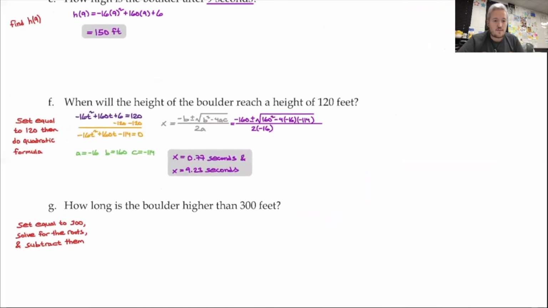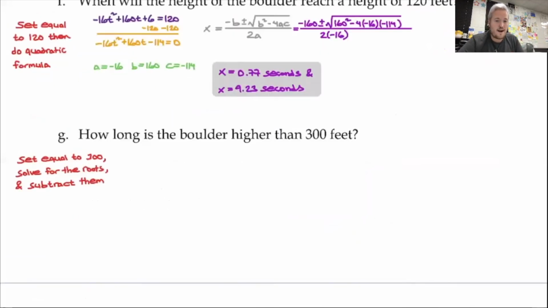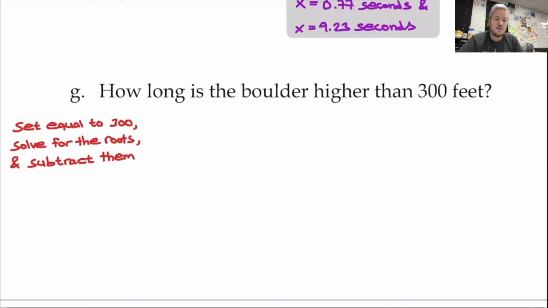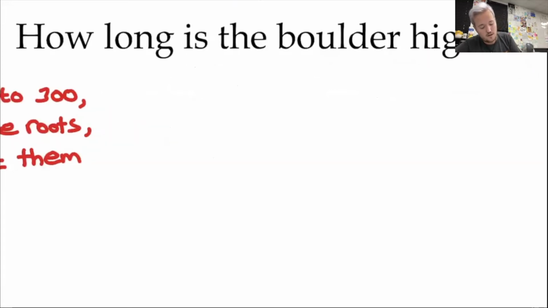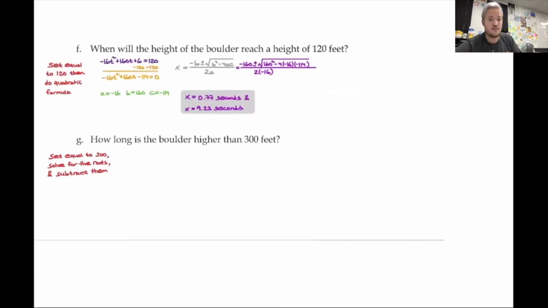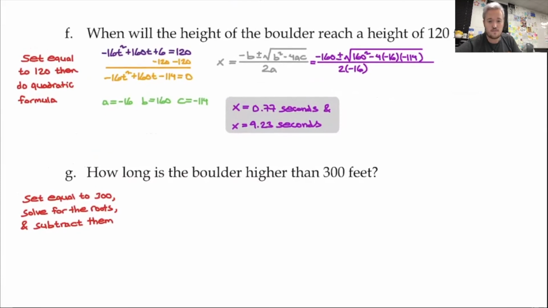All right, and last but not least, how long is the boulder higher than 300 feet? So we're going to set it equal to 300, solve for the roots, and then we actually want to subtract the roots because we're looking for how long. We're looking for x values. We want to know specifically how long it is higher than that specific height. I will say these last two are typically the more challenging questions for people.